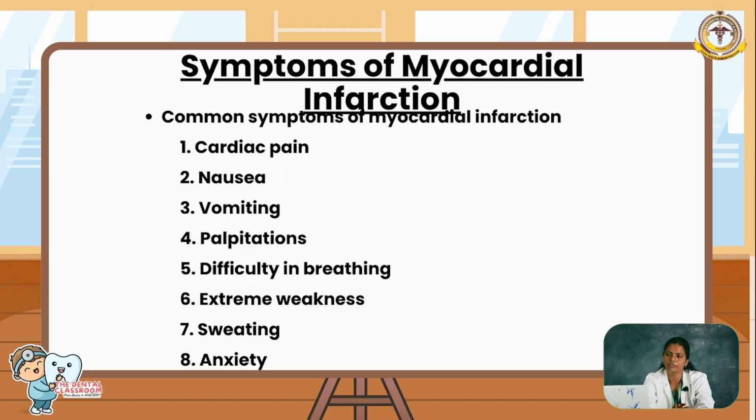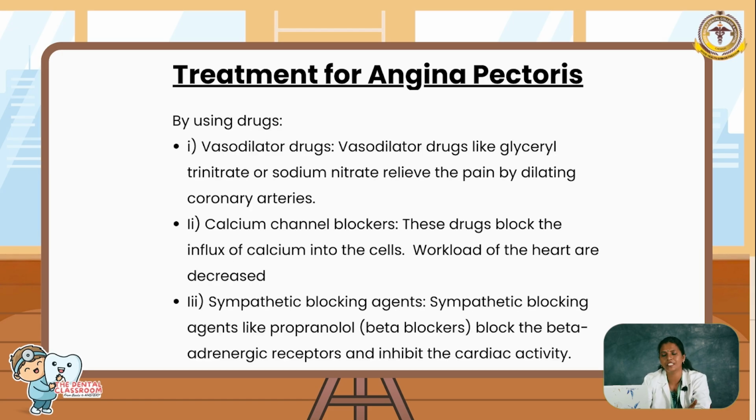The common symptoms of myocardial infarction are cardiac pain, nausea, vomiting, palpitations, dyspnea, difficulty in breathing, extreme weakness, sweating, and anxiety. How do you treat angina pectoris? Immediately you treat with vasodilator drugs which can wash out the end products. One such is nitrites, glyceryl nitrite, sodium nitrate, which relieve the pain by dilating the coronary arteries. You can recommend calcium channel blockers, which reduce the workload of the heart, and sympathetic blockers can also be used, which inhibit cardiac activity by blocking the beta adrenergic receptors.